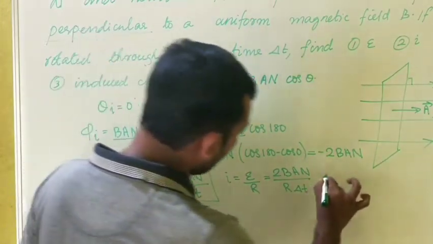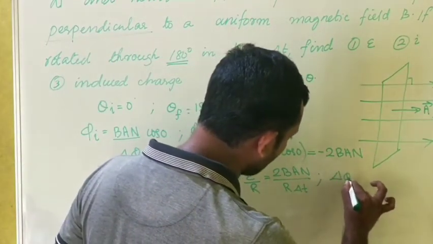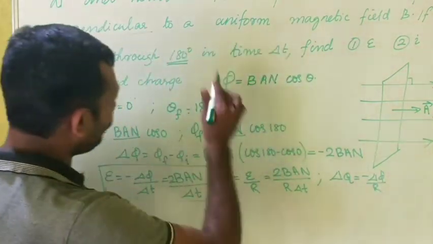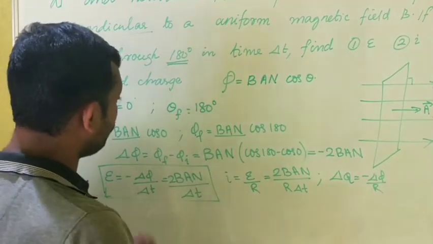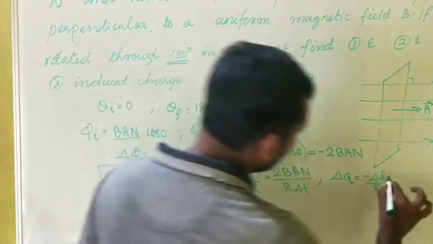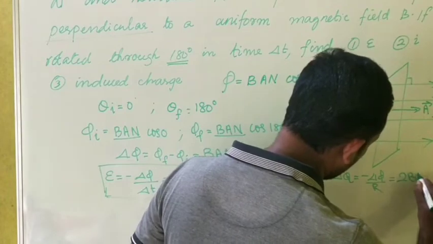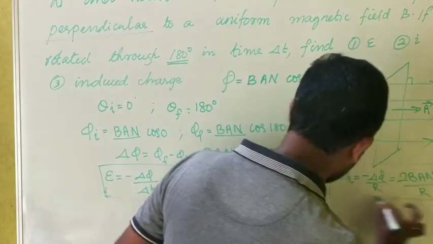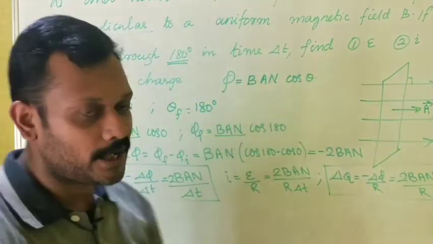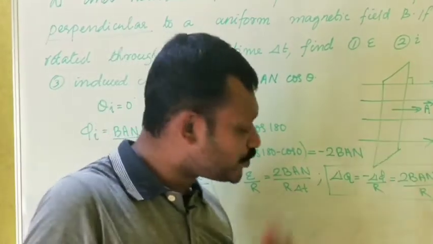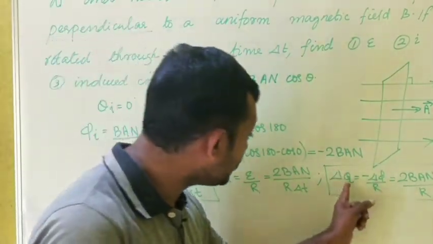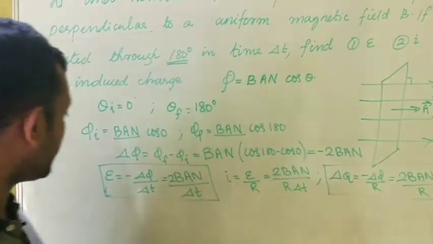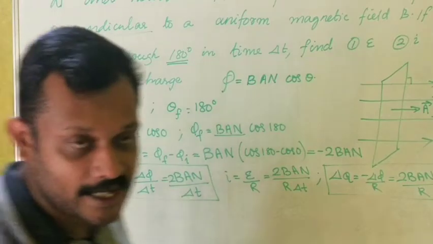And we know that induced charge delta Q is equal to minus delta phi by R, as we have learned in one of the previous videos. Delta phi is this much. This is 2 BAN divided by R. See, these formulas are very important and I would request you to keep them in your formula book. These are the answers to your questions. Charge Q is equal to minus delta phi by R, this is 2 BAN by R. Current is 2 BAN by R delta t. EMF is 2 BAN by delta t.